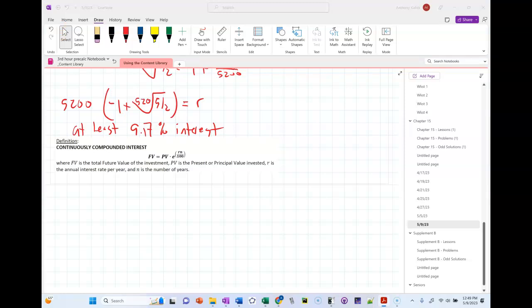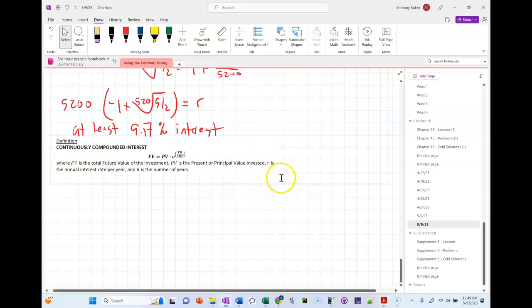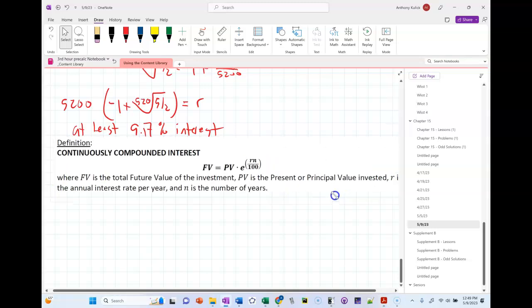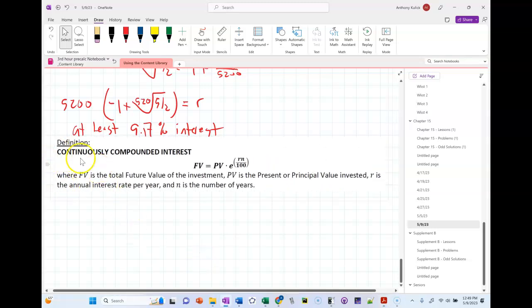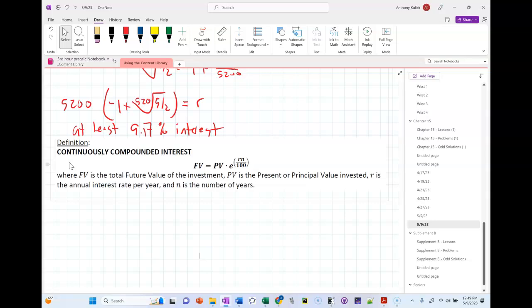The last idea here for today, I want to talk about the continuously compounding interest. So that formula, FV is equal to PV times e to the nr over 100. PV is still present value, FV still future value, r still the interest rate, n still the time. e is that number, right? That like 2.78, yada, yada, yada.